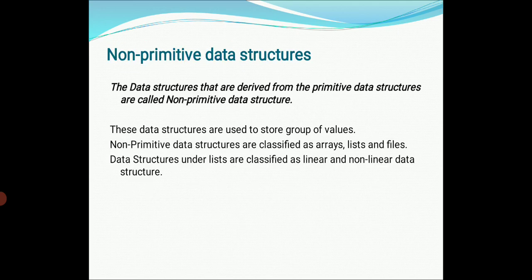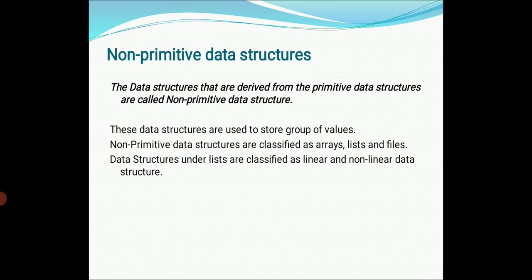The next is non-primitive data structure. What is the non-primitive data structure? The data structures that are derived from the primitive data structure, we can call them non-primitive data structures. These are all the data structures that do not depend upon some of the machine level instructions. So that is called the non-primitive data structure. The non-primitive data structures are arrays, linked lists, and files also.